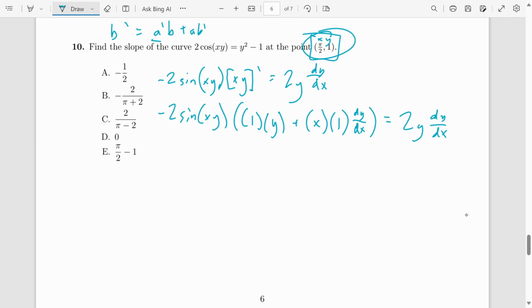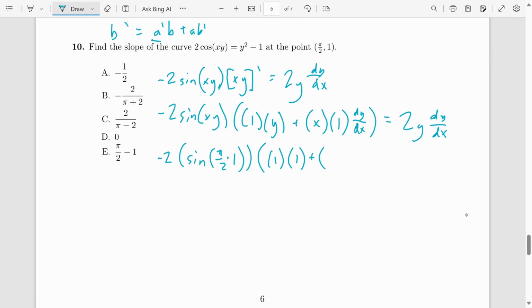Looks like I accidentally erased some stuff. All right, so I'm going to plug in the points. Pi over 2 for x and 1 for y, so negative 2 of sine of, let's see, x is pi over 2 times 1, and then all that times 1 times y, which is also 1, plus x, which is pi over 2, 1 dy over dx. We're going to leave that as is. Eventually, that's going to be the only variable here, and that's exactly what we're going to solve for when we're trying to find our derivative.